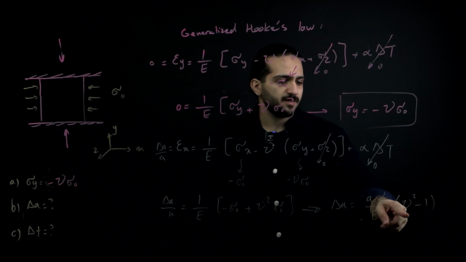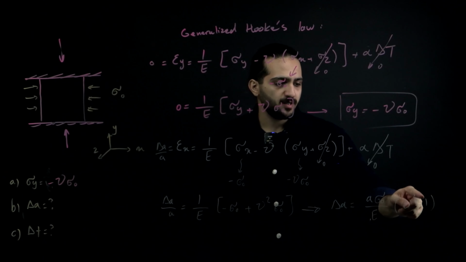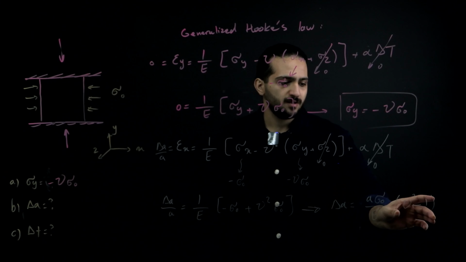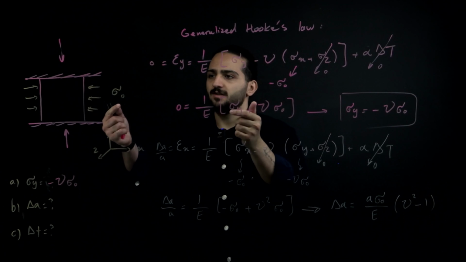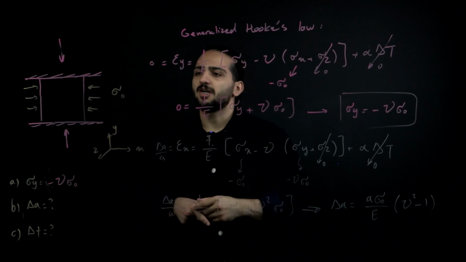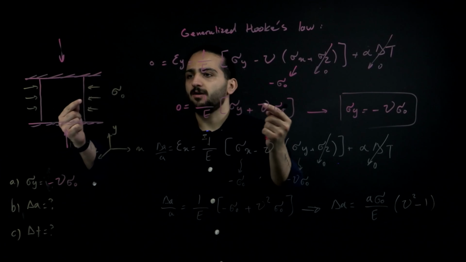So delta A will be equal to... and since Poisson's ratio is always between 0 and 1, this Poisson in the power of 2 minus 1 is always smaller than 0. So this will be a negative value, and the dimension in the x direction will reduce if we apply a compressive stress.